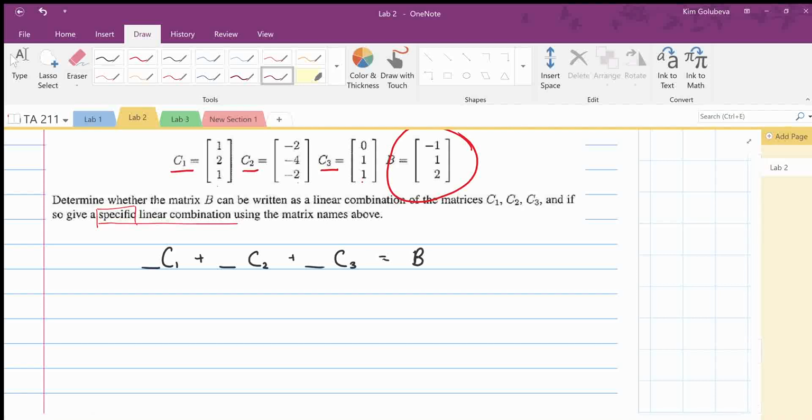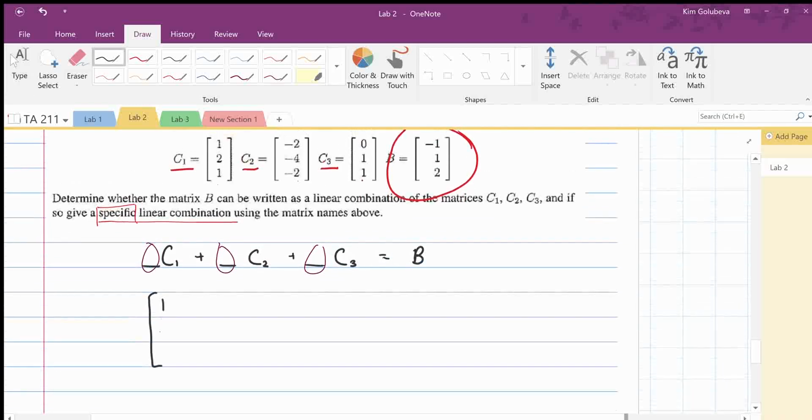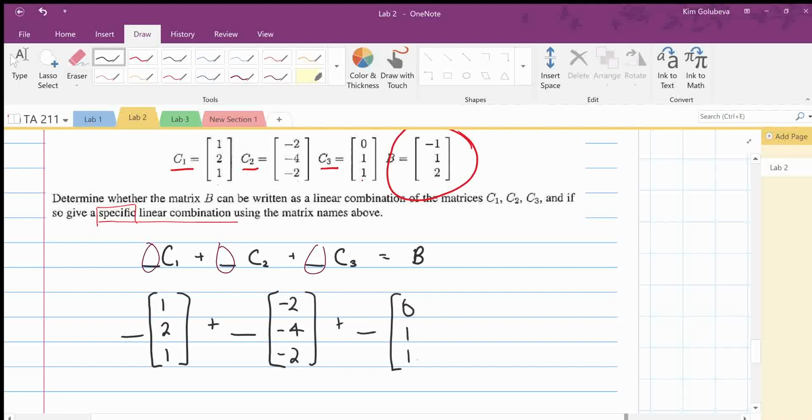So the reason that I left these here is because you can have some multiple of them that adds up to B. Okay, so drawing it out, it will look like 1, 2, 1 plus -2, -4, -2 plus 0, 1, 1 equals -1, 1, 2. Okay, so it's kind of like a puzzle.